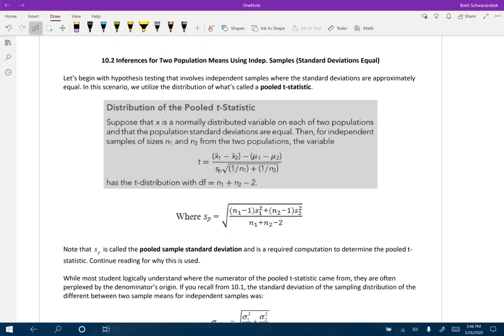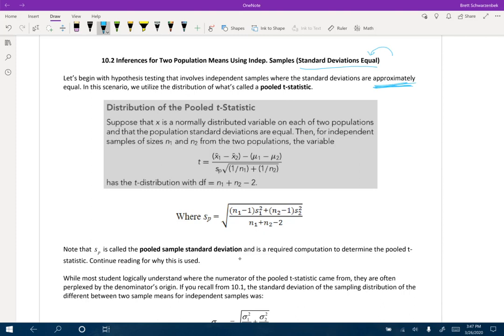Okay, so the first thing we're going to start with here is a unique scenario of a hypothesis test. So we're talking about the inferences for two population means using independent samples, and yes, they'll be random as well. But specifically when standard deviations are equal. Now just note here, this equal isn't exactly the word as we know it. It could be approximately equal. So that means they could be in the vicinity of one another in terms of value.